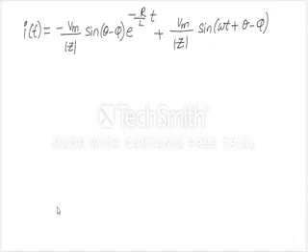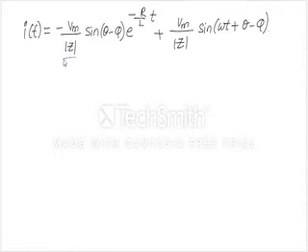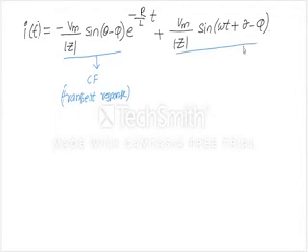Now what we need here is the transient free response. Here the first term is the complementary function. This complementary function is called the transient response, and this is the particular integral, which is called the steady state response.